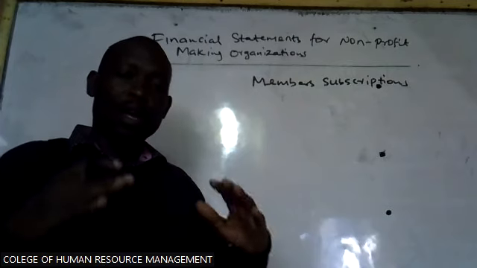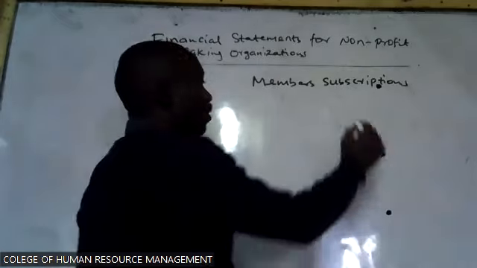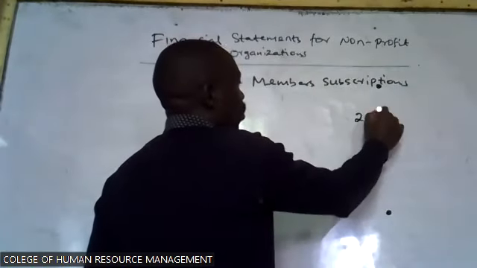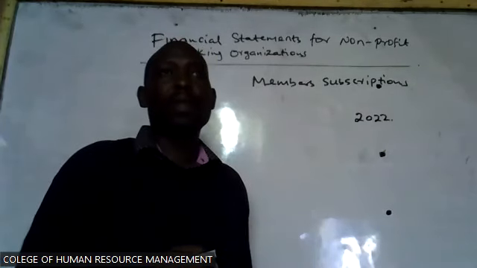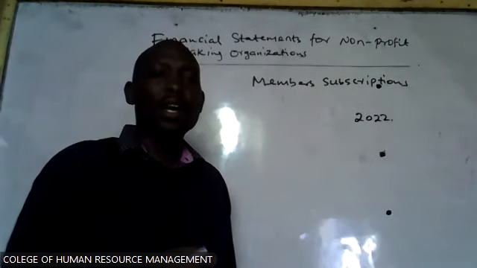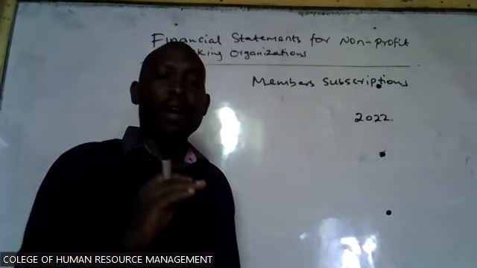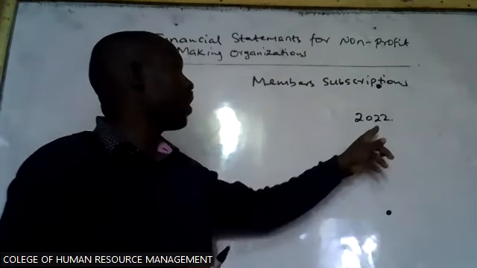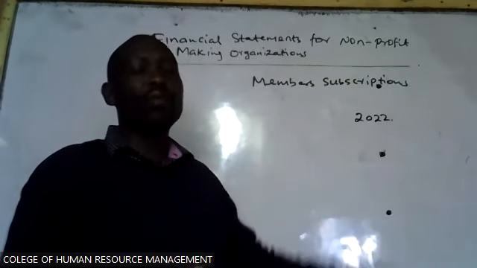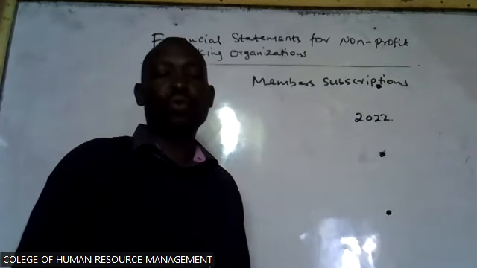And then you realize that when it comes to member subscriptions, we are going to have quite a number of activities involved. Remember, if for example, we take a year like 2022, that is the year that we want to prepare the statement for. In that year, you are going to receive subscription money from members for different time periods. You will find that some members had not cleared their subscription for 2021, but they have paid in 2022.